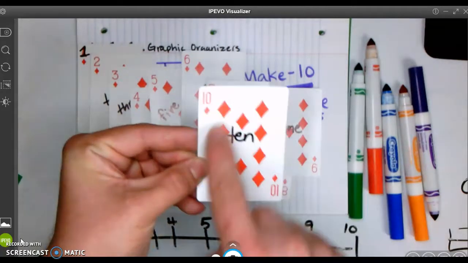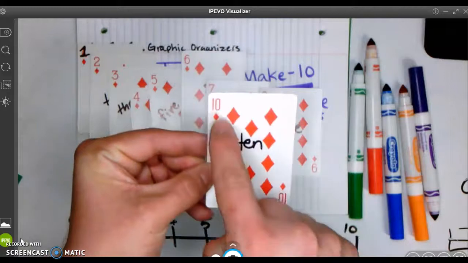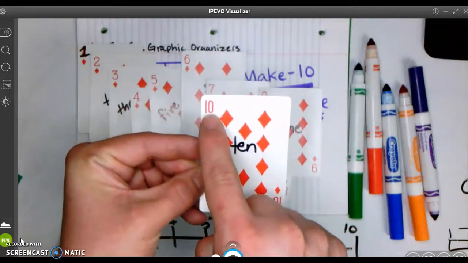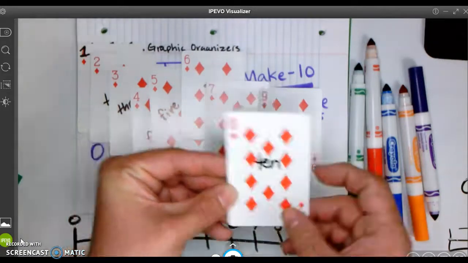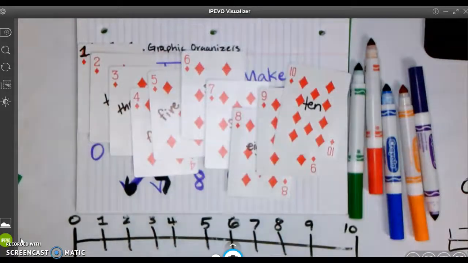So you have the pictorial representation of that. You have the numeral, the number, and then you have the word of the number also. Use this class to be doing your independent work this week.